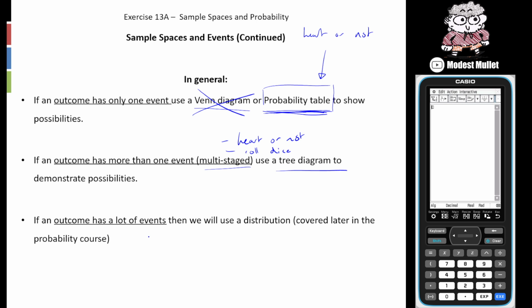If an outcome has lots and lots of events, then we'll use a distribution, which we'll cover later on in the course. But for now, I'm going to suggest probability tables or tree diagrams are going to be your two tools that you want to go to.